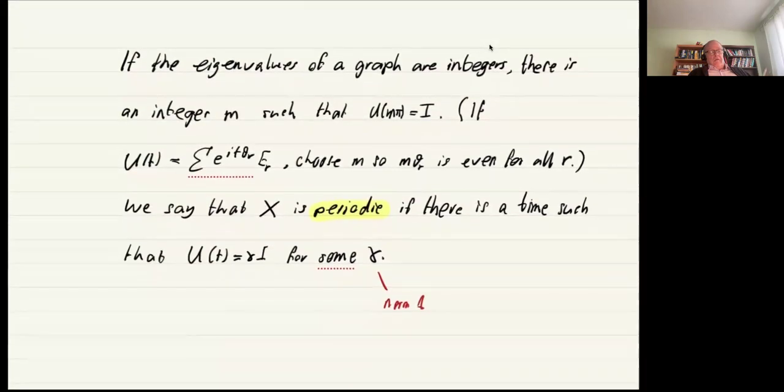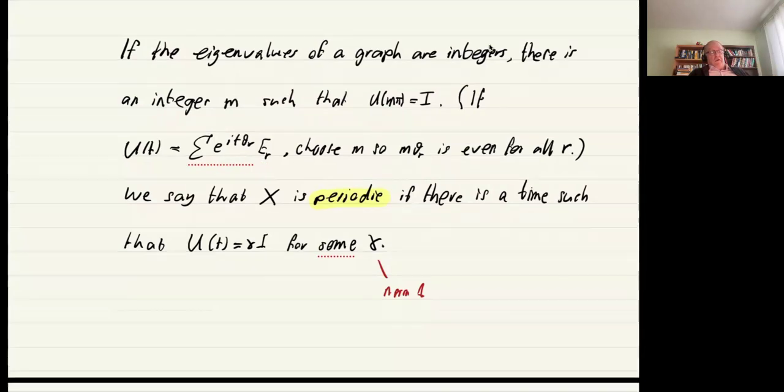Now, if the eigenvalues of a graph are integers, then there's an integer m such that if I take the transition matrix for the continuous walk, then U(mπ) is equal to the identity. The point is that if U(t) has this spectral decomposition, and you put in t equals mπ, then you've just got to choose m so that mθ_r is even. So you choose the smallest integer m such that mθ_r is even, and then U at time mπ is equal to the identity.